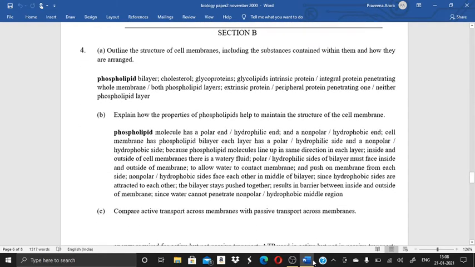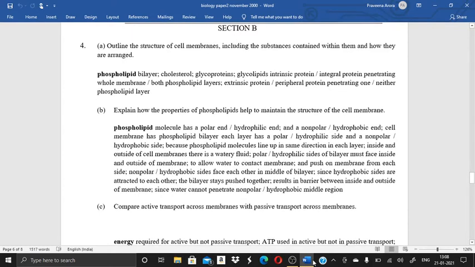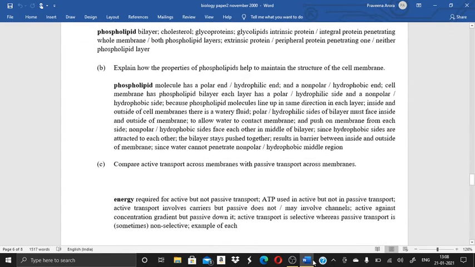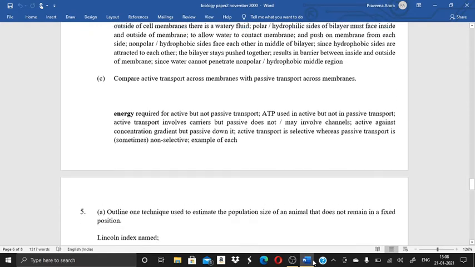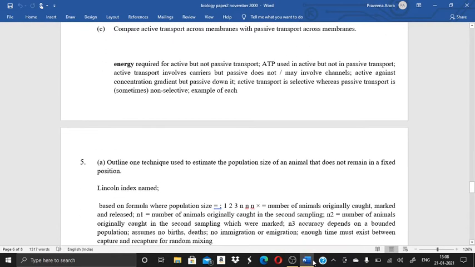Then is section B, and question number 4 is, outline the structure of cell membranes including the substances contained within them and how they are arranged. B part is, explain how the properties of phospholipids help to maintain the structure of cell membranes. Third is, compare active transport across membranes with passive transport across membranes. You can give the diagram also over here, but I have not given it.